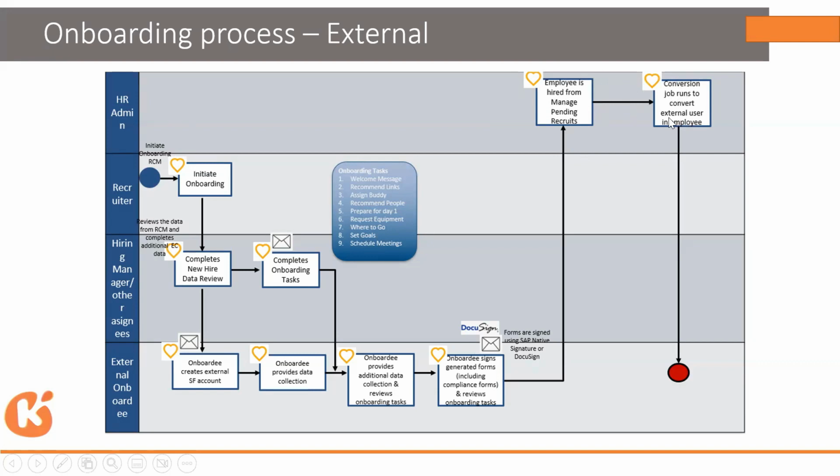So on day one, once they have completed the day one tasks, there is a job running in provisioning that converts an external user to an employee, and then they will become an employee and land in Employee Central. So that's where it starts from RCM, it goes to onboarding, completes the onboarding, and goes to Employee Central. So this is the high level standard process flow which we are using in the onboarding.